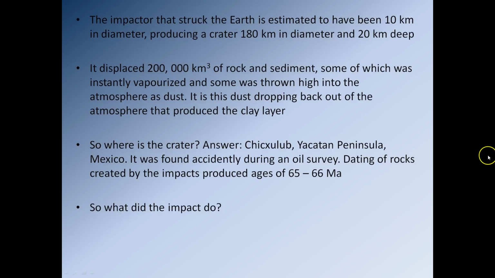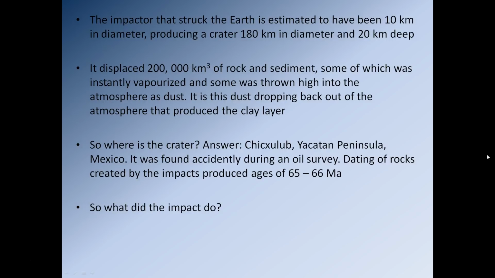So the final question is, well, where is the impact crater? And we got lucky. Some geologists were doing an oil survey in the Gulf of Mexico, and while they were doing that oil survey, they came across some geophysical signals. They were doing geophysics work. They came across some signals that suggested that around the Yucatan Peninsula of Mexico, something strange was going on with the rocks on the seafloor.